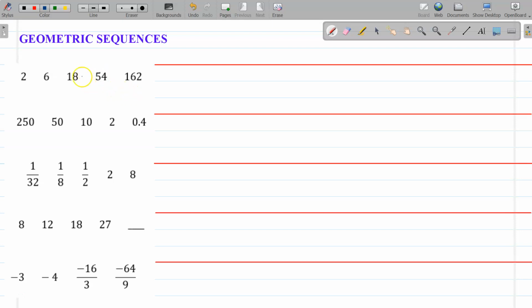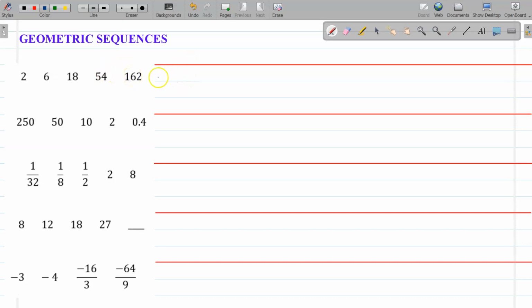In the first one here, we notice that it's a geometric sequence because we have to multiply by a common number, known as a common ratio, to get from one number to the next. In this case, we're multiplying by 3 each time we move through the sequence.